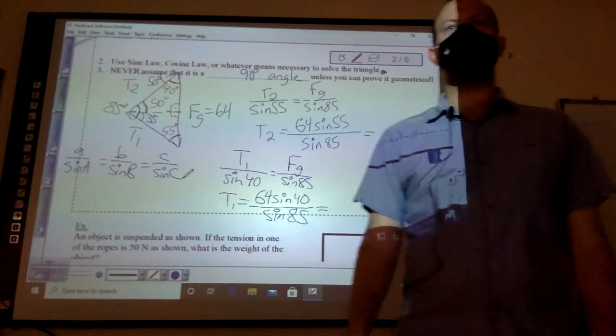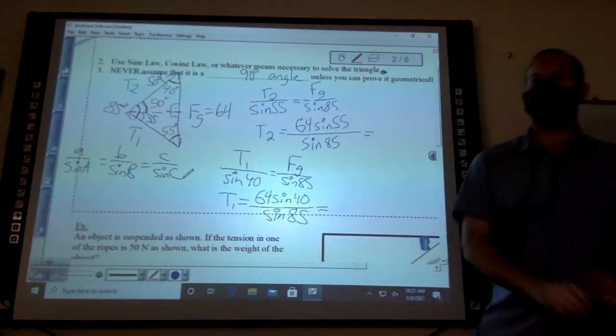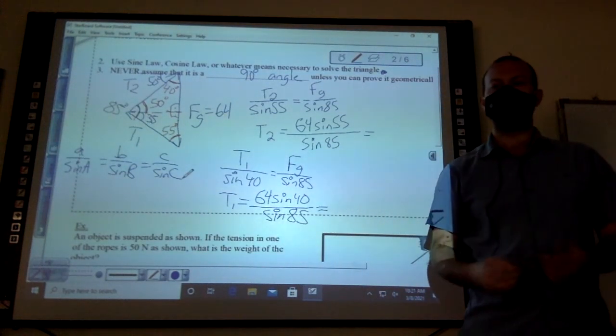Can you use the notes for your test? No. If you use the formula sheet that I gave, it's on there.